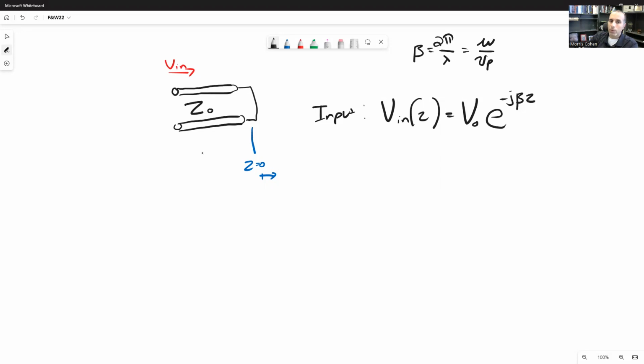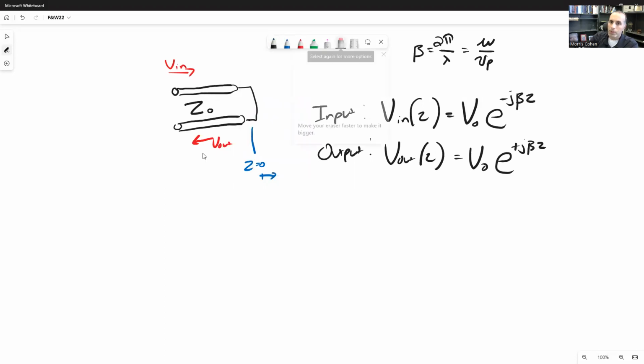And we also know that the reflected wave, which we're going to call output here, the output voltage after the reflection, will be equal to V out as a function of z equals V0 times e to the positive j beta z. And I'm going to put a negative sign right here to account for the reflection coefficient at the load, which equals -1. That's the reflection coefficient right there, or gamma L is -1.